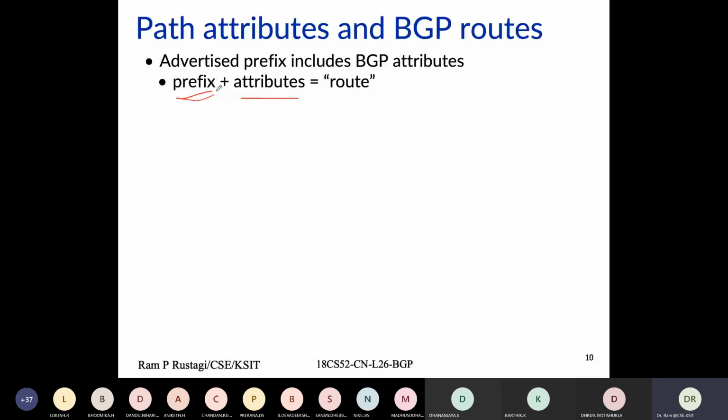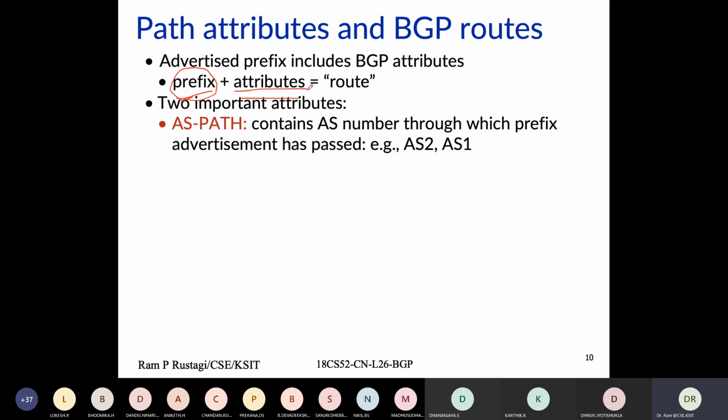So prefix is the network destination, for example, 10.1.1/22 or 21 or whatever. So prefix is the network destination address, and attributes is basically related to the BGP information. There are many attributes, but we will look at only the main ones which are applicable to our course. One is called AS path. It basically gives me a list of all the autonomous systems which are needed to reach this destination.